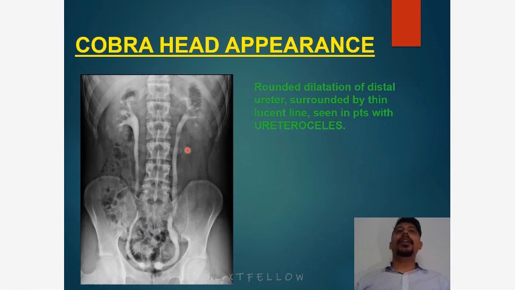Cobra head appearance. So rounded dilatations of the distal ureter surrounded by thin lucent lines seen in the patients of ureteroceles. So these are the dilated outpouchings at the VUJs in the IVU, that is intravenous urography. We can appreciate ureteroceles called as cobra head appearance or adder head appearance.